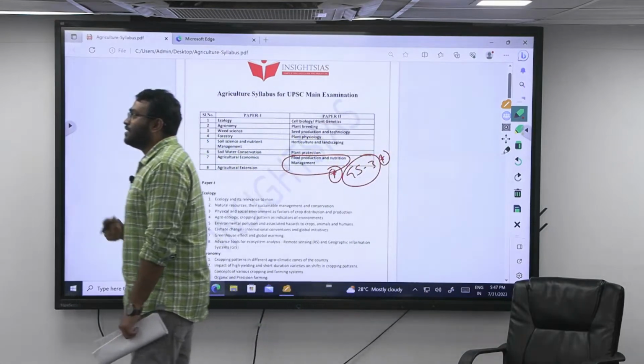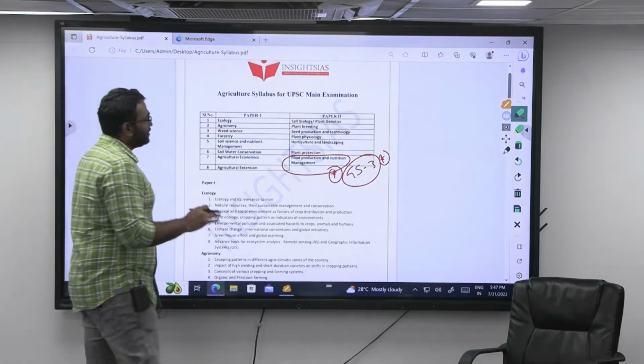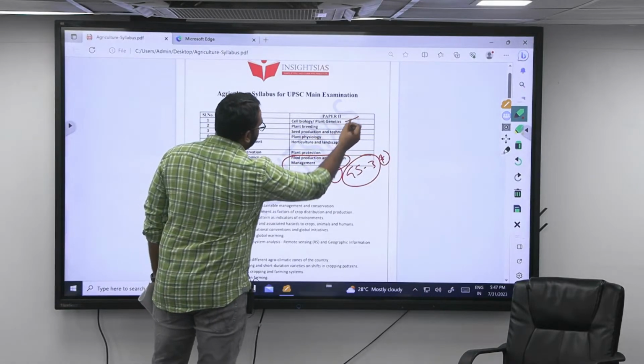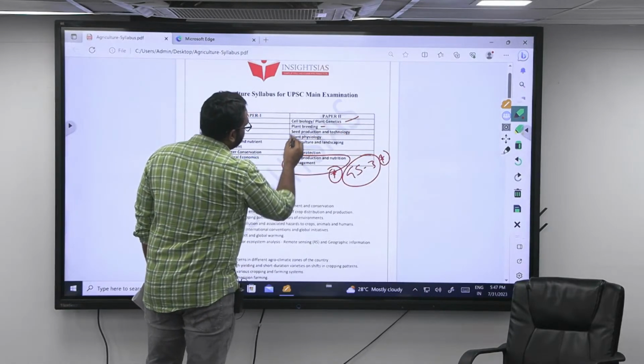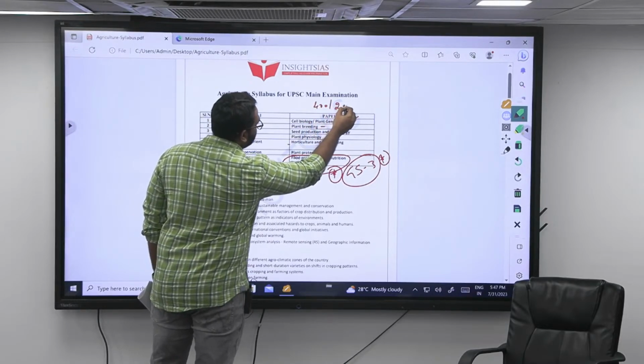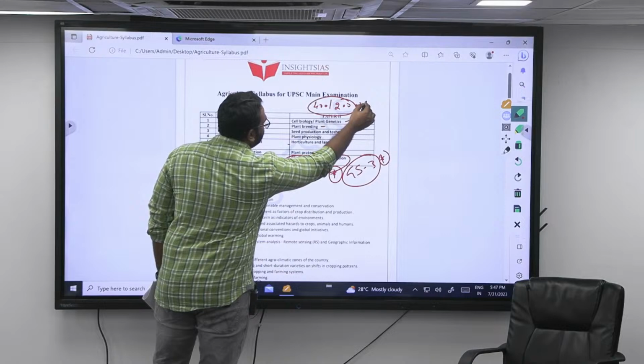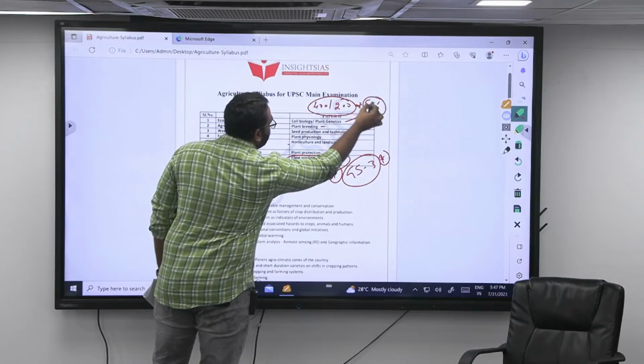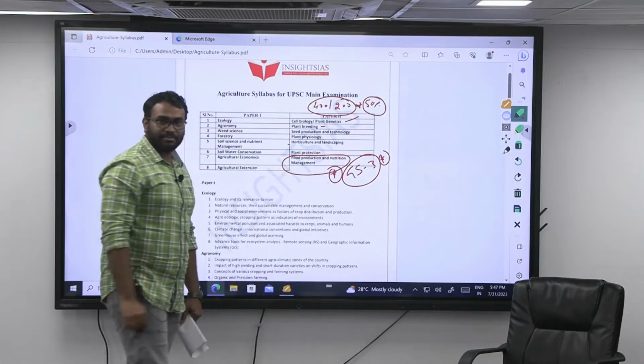Now, speaking of the trends, the majority of the questions will come from plant genetics, breeding and horticulture. Combining these three together, out of 400, you will be getting at least 200. That is to say, 50% of the total paper weightage itself is in these three subjects, correct?